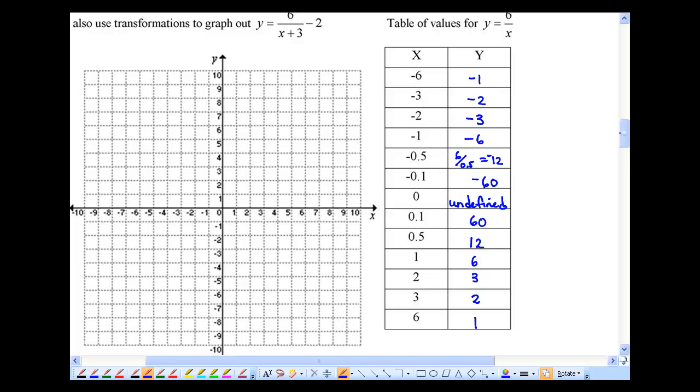So, I'm going to ask you now to actually plot these points, and let's see what happens. See if you can sketch out the graph of y equals 6 over x. Here we go. Negative 1, negative 3, negative 2, 2, negative 3, 1, negative 6. 0.5 is like negative 12. That's already off the chart. And then 0.1 is negative 60. So it goes really, really far down negative. So I'm thinking the graph probably looks something like this.